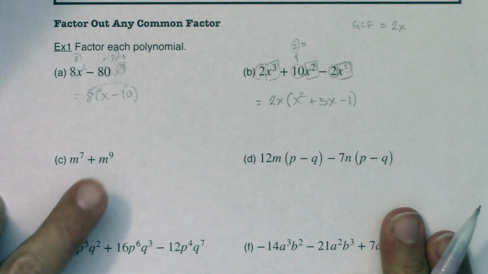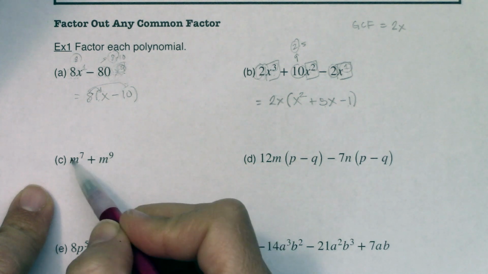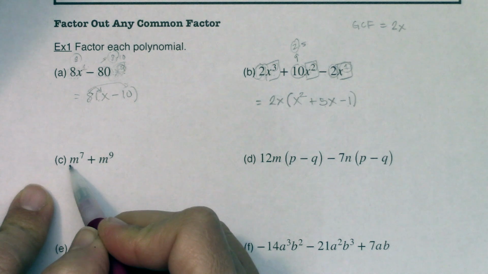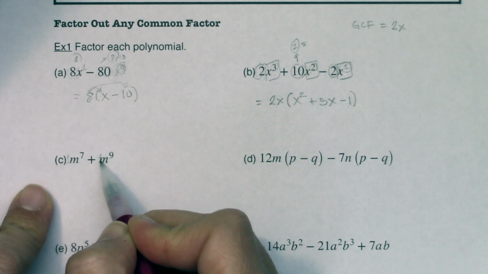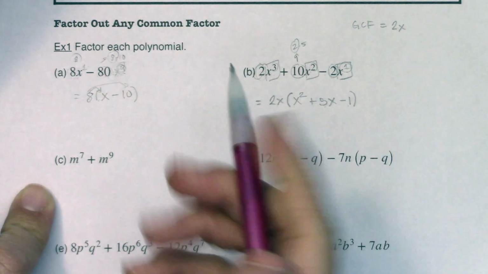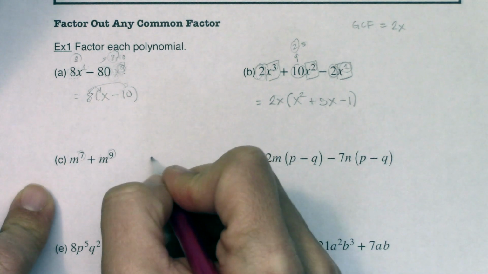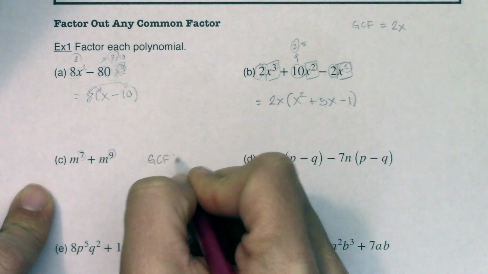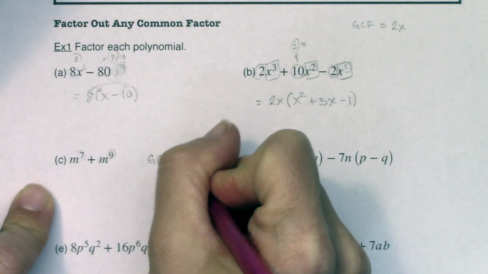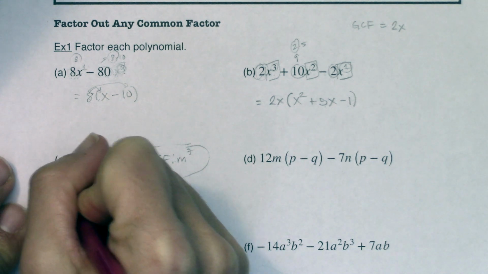So I've got m to the 7th, m to the 9th. So I've got no numbers, like in example A, where I had the 8 and the 80. Both of these coefficients are 1, so there's not going to be a number I need to factor out. So I'm going to have to take the smallest exponent. I have a 7 and I have a 9. 7 is the smallest. So my GCF here is just, not x to the 7th, sorry, we have a different letter, m to the 7th. That's fine. Let's factor out that m to the 7th.